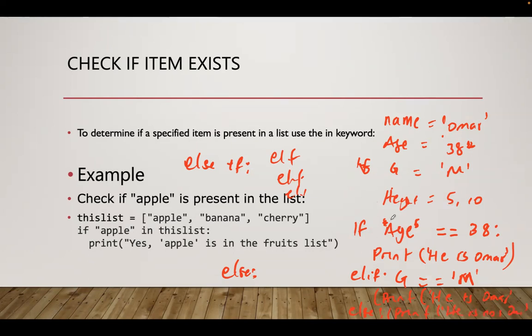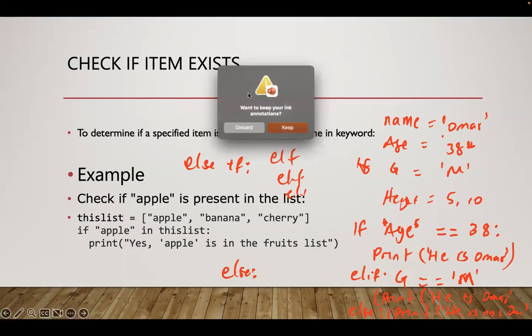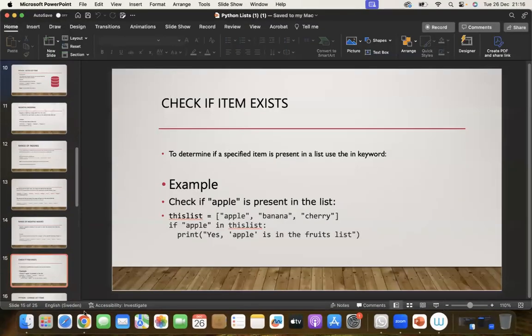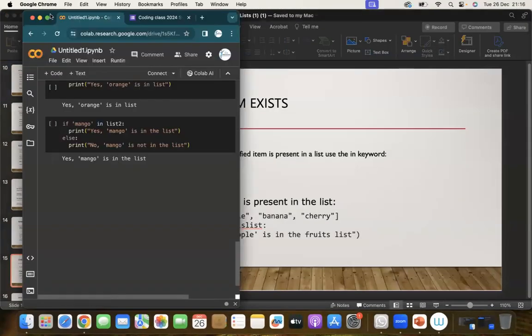If you write a program like this, it's going to be able to detect if one of the qualities of the person is in the thing, and it's going to tell you. Let's go to Google Colab so that we can see how to do what I'm saying.